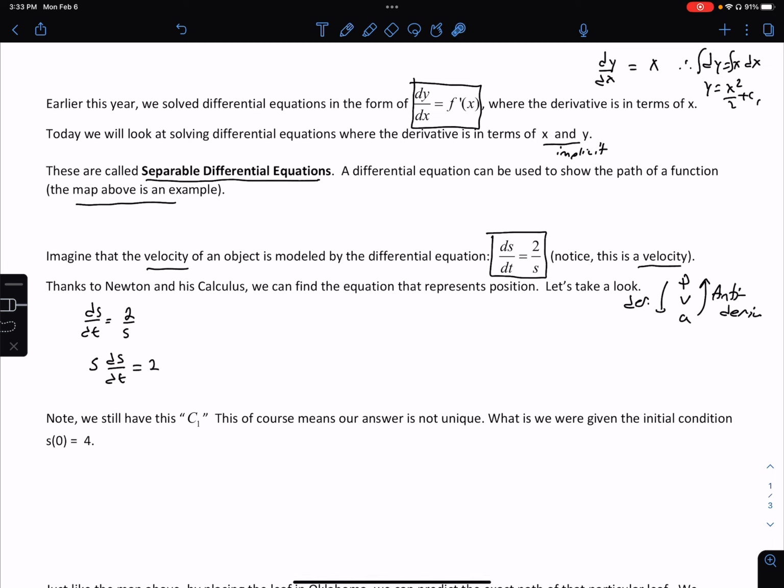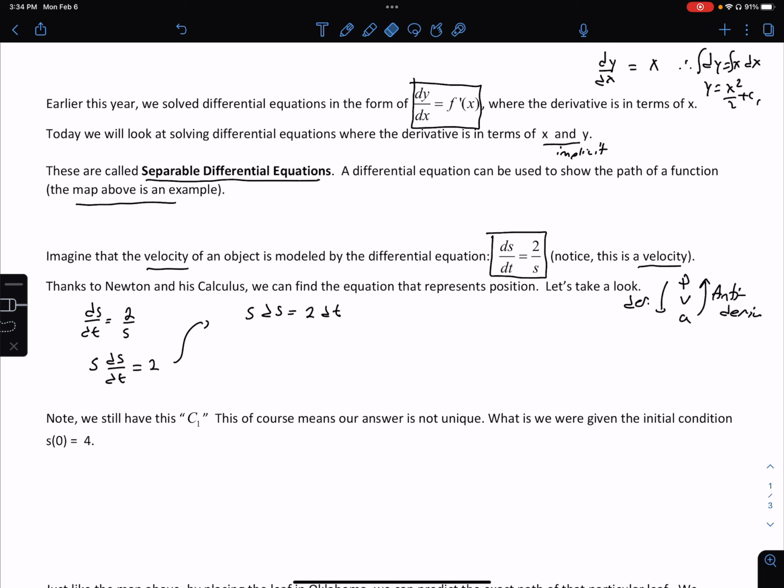But if you notice, we still have this dt on the bottom. I only want the s's over here, so I'm going to multiply both sides by dt, and I would get s ds equals 2 dt.